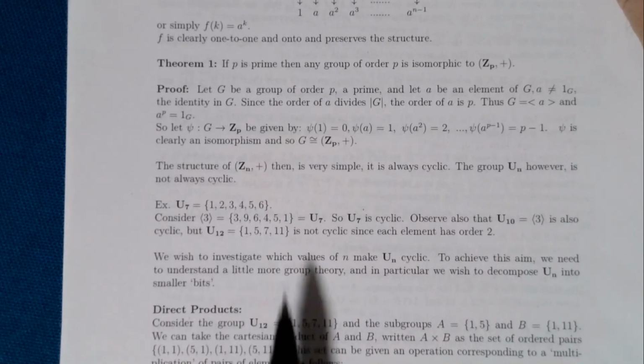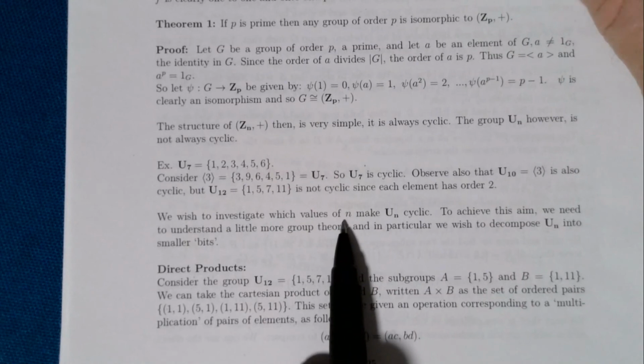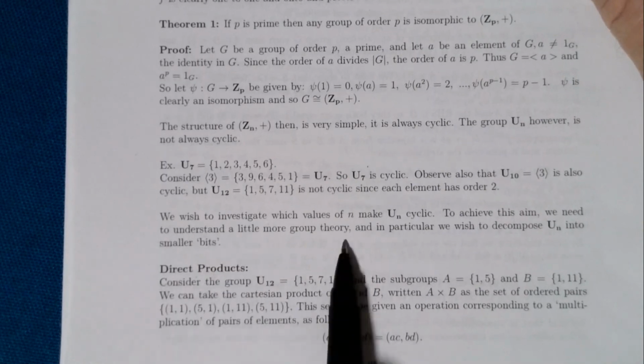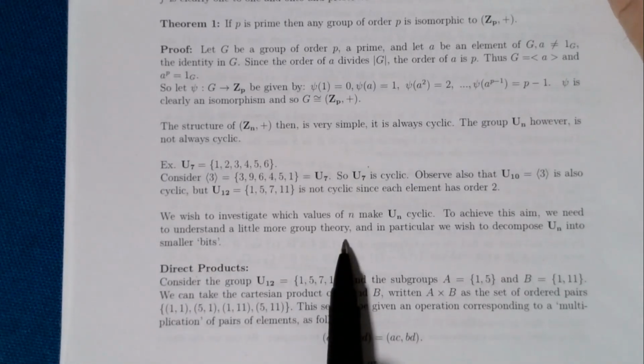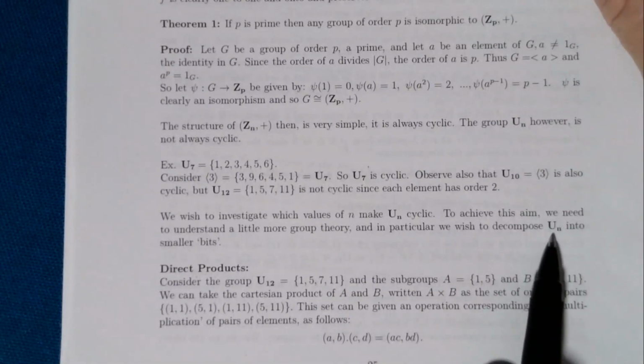So we're going to investigate what values of n make this Un into a cyclic group. To achieve this, we need to understand a little bit more group theory, and in particular we're going to take this Un group and try to decompose it into smaller groups. I'll start that in the next video.